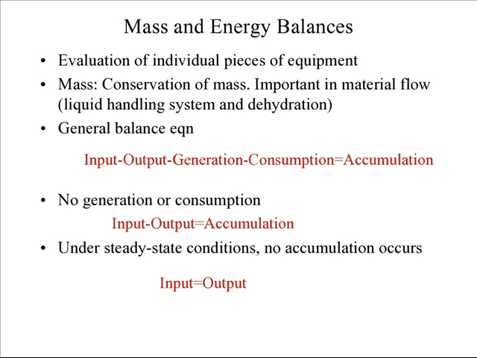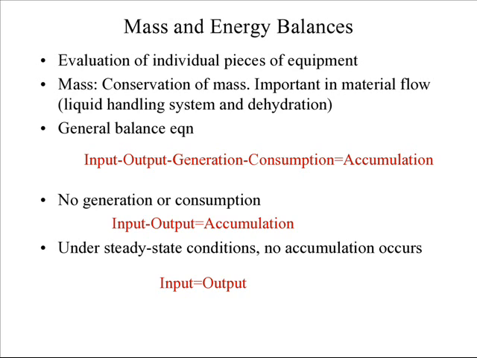But you have a general balance equation. The input, the amount of mass that goes into a system or a piece of equipment, minus the output, which is the amount of mass that comes out of the piece of equipment or the system, plus the generation, the material that's actually generated within the system, minus the consumption, the amount that's actually consumed or becomes destroyed within the system, is equal to the accumulation, which is the amount that actually stays in the system itself or the piece of equipment. Normally, with most of the things that we deal with, there is no generation or consumption.